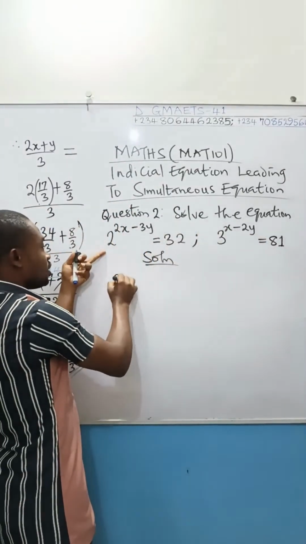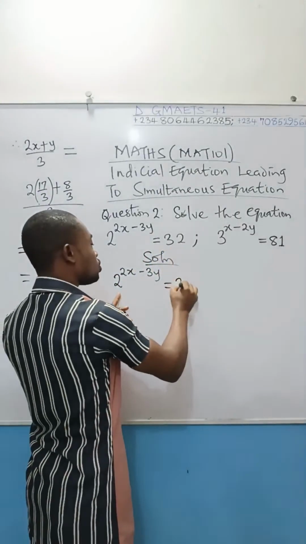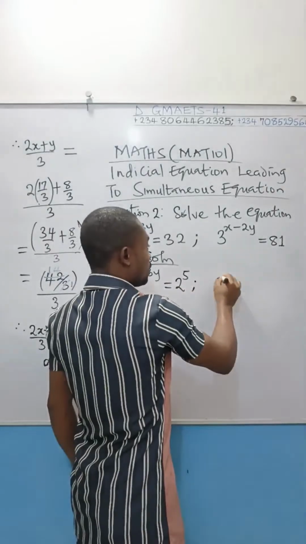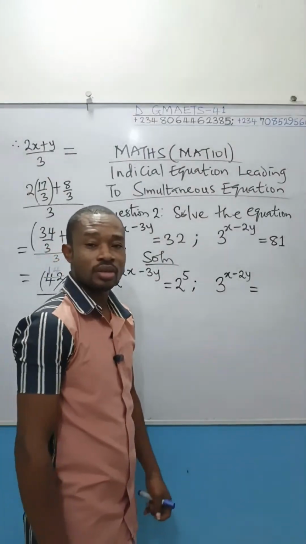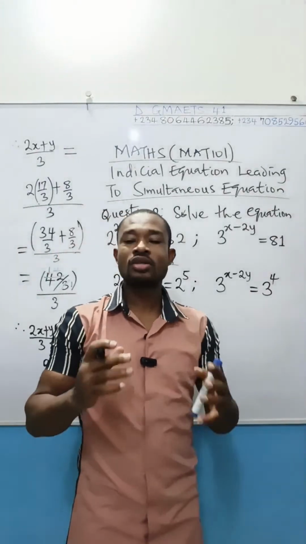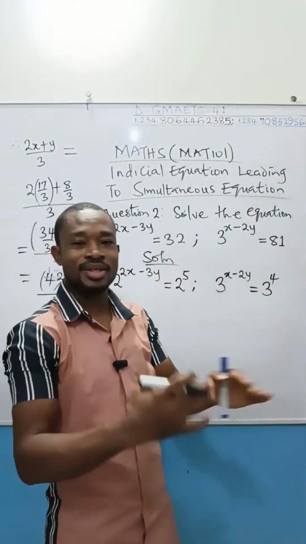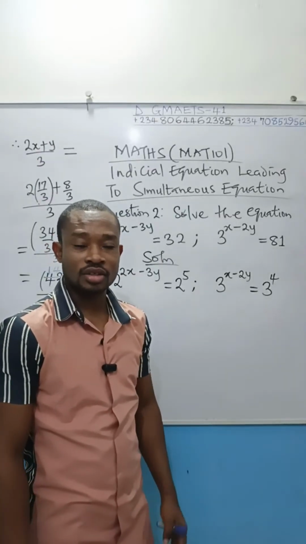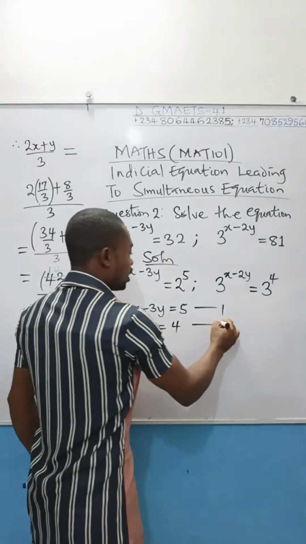Come here. 2 to the power of 2x minus 3y equal to 32 can be broken down to base 2, which is 2 to the power of 5. And 3 to the power of x minus 2y equal to 81 can be broken down to base 3; 3 to the power of 4 is 81. Excellent knowledge of multiplication will help you to be fast in getting all these base and power terms equivalent to certain numbers. Please work on your multiplication table a lot. And x minus 2y is equal to 4. That gives us equation 2.